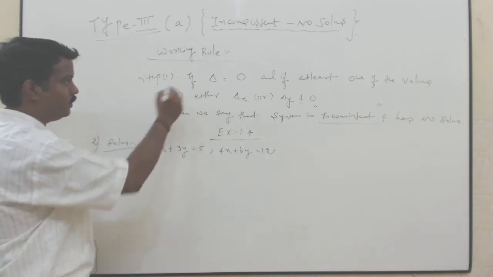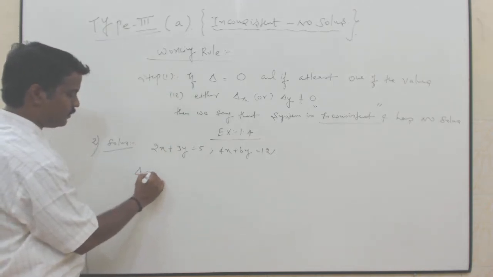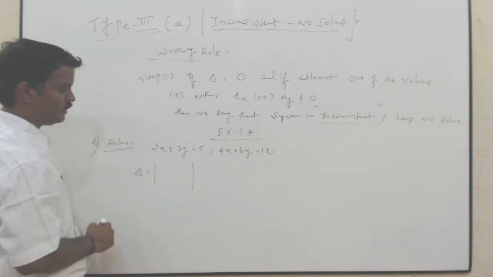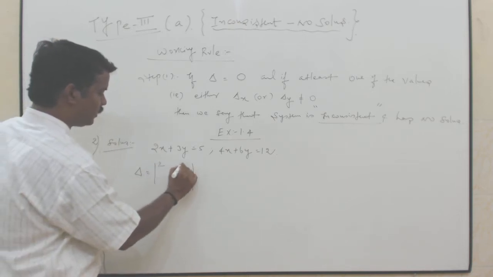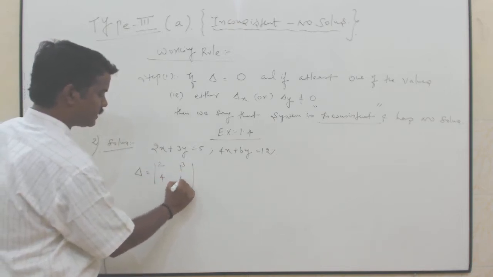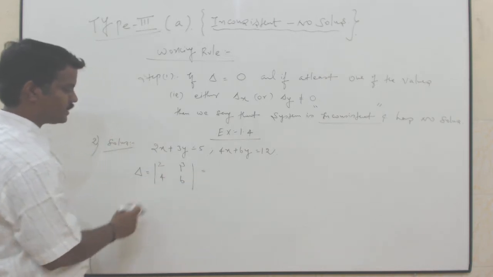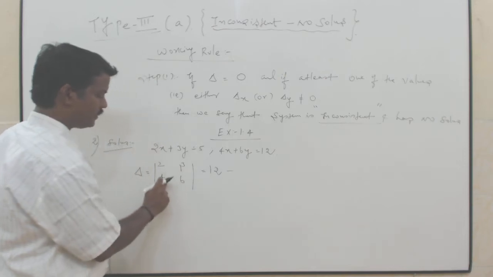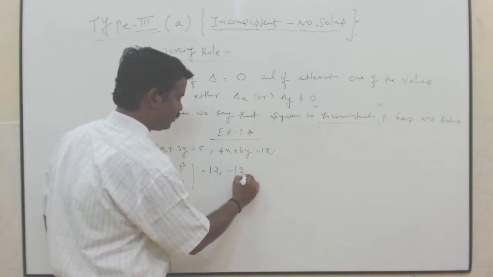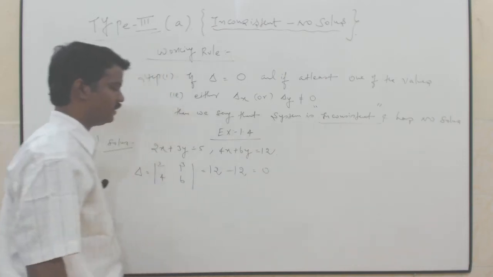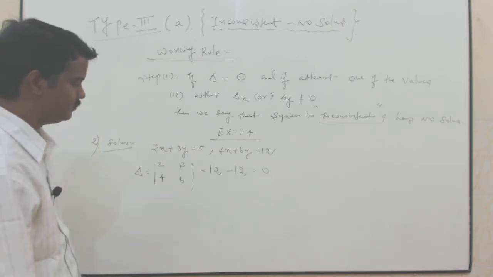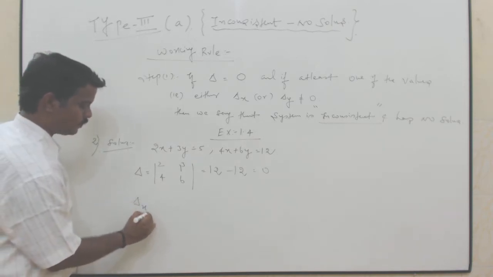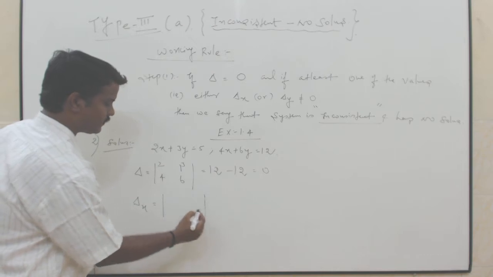Now, as I told you, step number 1, we find delta, that is the determinant of 2, 3, 4, 6. You expand this: 2 into 6 is 12, minus 4 into 3 is again 12. What is 12 minus 12? 0. The next step is you calculate delta x.